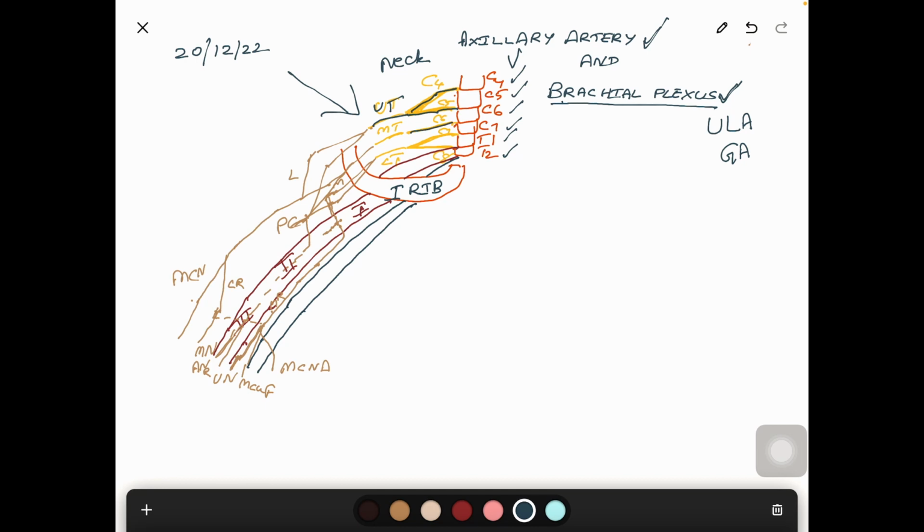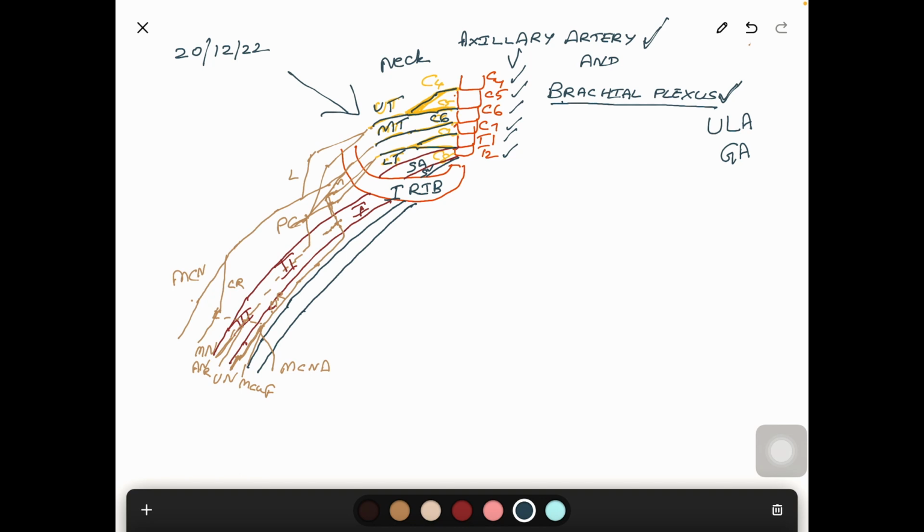And this is the C6, which continues as the middle trunk. These are the C7, C8 roots, so they will join to form the lower trunk. So this is in the neck. The artery is present here, the subclavian artery, and the subclavian vein. So these are all present in the neck.